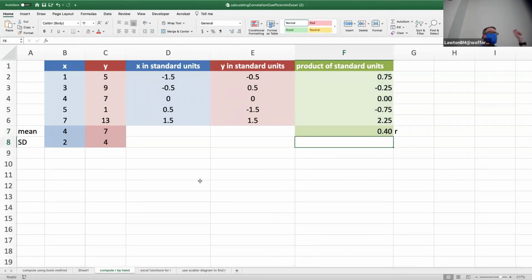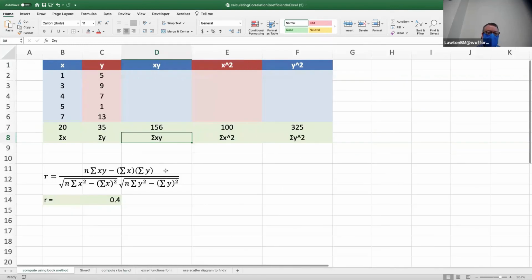So I think the book has you go find one or two of these by hand. But in reality, some of them will say find the sum of xy, find the sum of x squared, find the sum of y squared. You can find those quickly using sum of squares, sum product. But in the end, I would say use =CORREL to find the correlation coefficient, or =PEARSON.